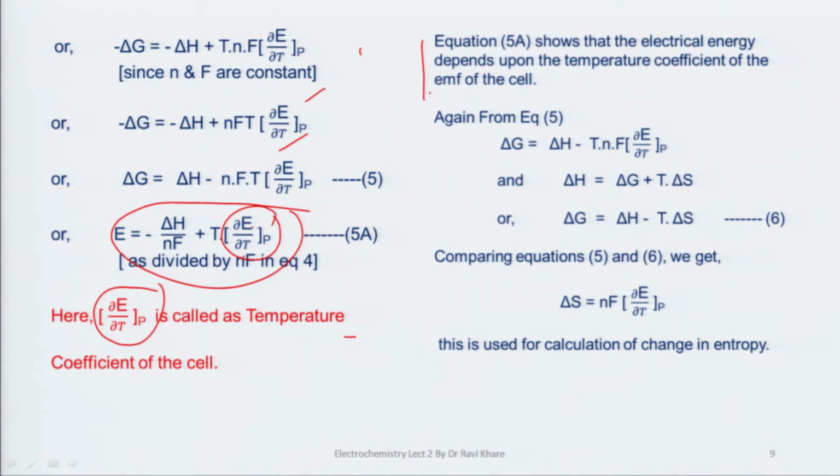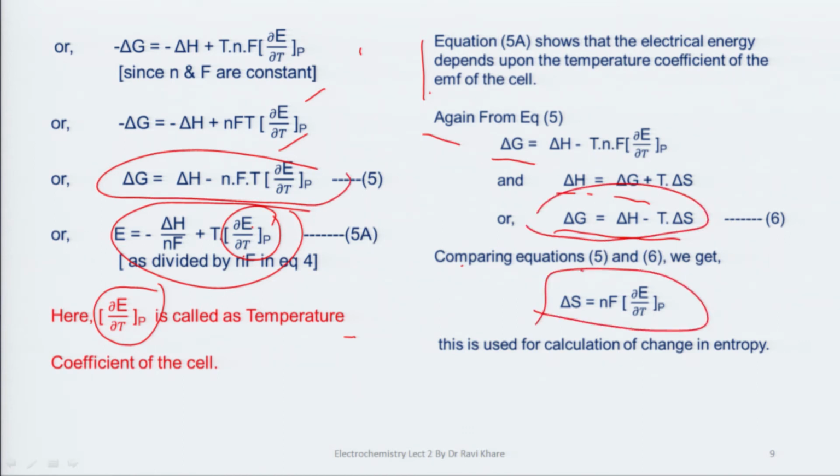This is the reason. Now, again using equation number 5, you have delta H equal to this, and delta G equal to this. Comparing equation 5 and 6, you will get delta S, the change in entropy. So delta S is equal to nF into del E upon del T at constant pressure. This equation is used to calculate the entropy change of the cell.